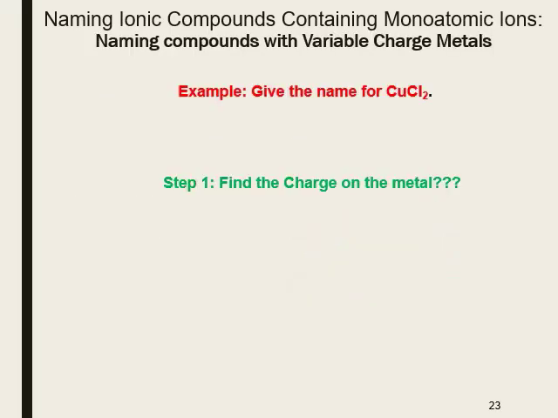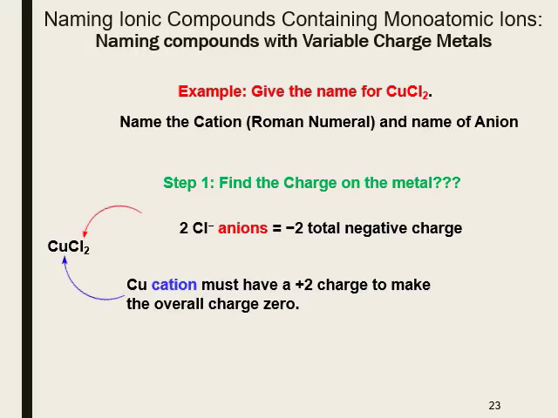Now, writing the names of ionic compounds where the cation is a variable charge metal is slightly more complex. I will explain with the help of an example. For example, if we have to write the name of an ionic compound whose formula is CuCl2. In this case, our metal is copper, and we know copper is a transition metal, and a variable charge metal ion.